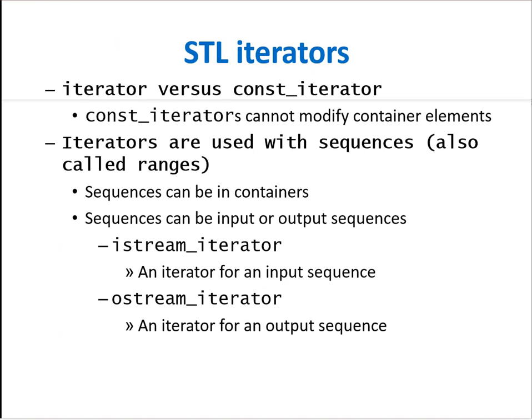Difference between iterator versus const iterator. A const iterator cannot modify the container elements, but an iterator can modify the container elements. Iterators are also used in a sequence. A sequence is also called a range. A sequence can be in a container. A sequence can be input or output, and based upon that, we have the I stream iterator and the O stream iterator. I stream iterator is also called the input iterator and O stream iterator is also called the output iterator.